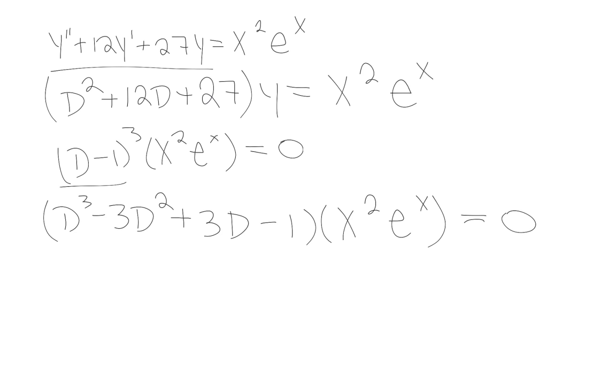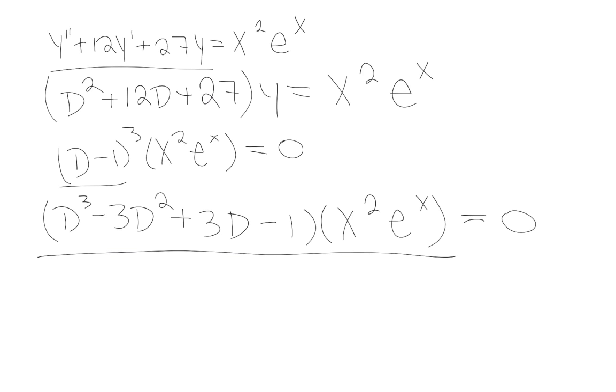So the differential operator (D - 1)^3, when applied to x^2 e^x, is said to annihilate it, or it's said to be equal to 0. (D - 1)^3 times x^2 e^x is said to be equal to 0. And so that is to say that (D^3 - 3D^2 + 3D - 1) times x^2 e^x equals 0.